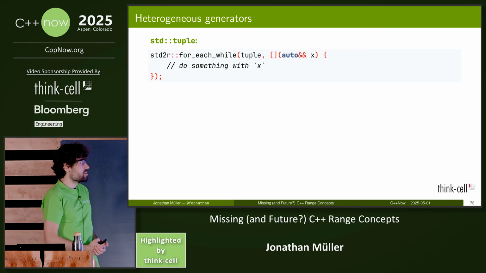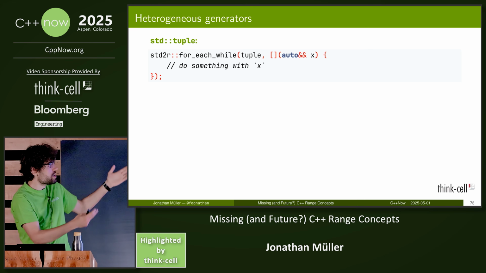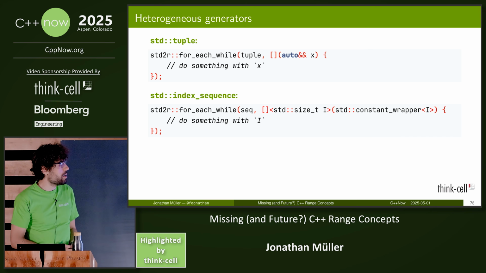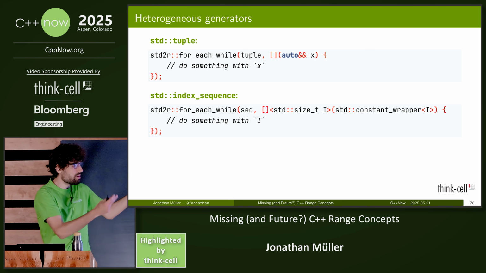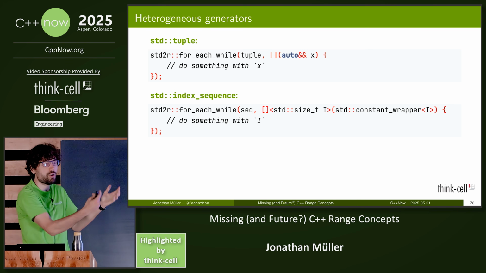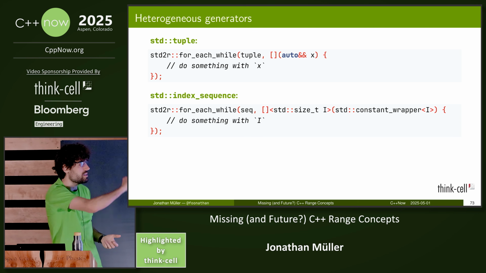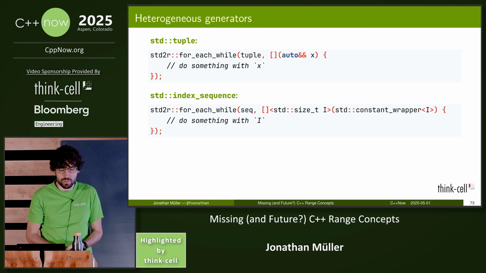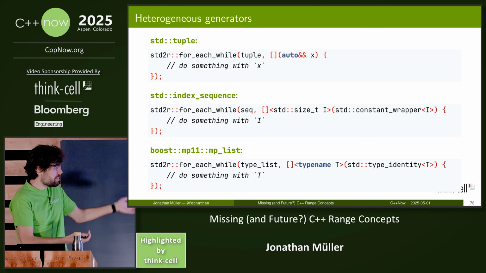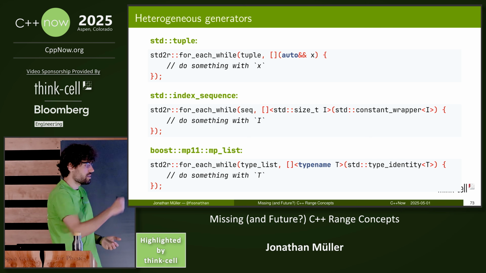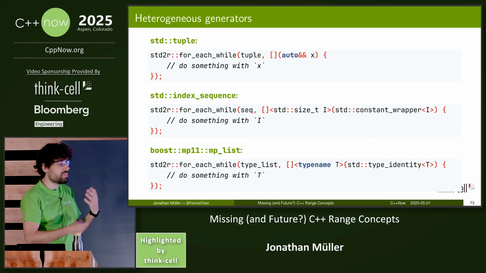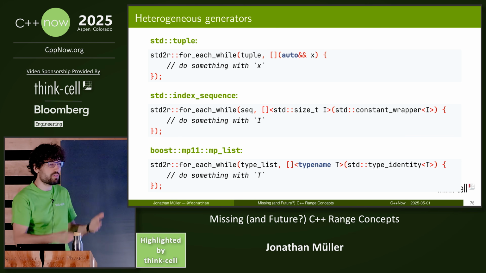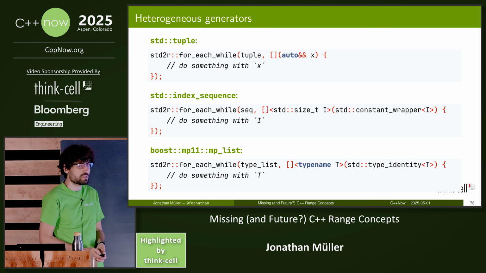So we made tuple a heterogeneous generator, which means we can just call range algorithms on tuple. That's really nice. We've also made index sequence one. And then we've got a range over a sequence, and this gives us a range of early constant values. So it's encoded in the type using the constant wrapper, and then we've got a range of compile time integers that we can do stuff with. We've also made empty list a generator, which gives us a bunch of type identities. And so we can do metaprogramming on types just using range algorithms. So we can filter type lists, we can transform type lists with the same code we would use to filter or transform runtime values. It's really useful.